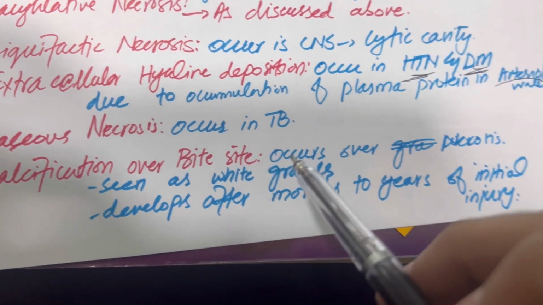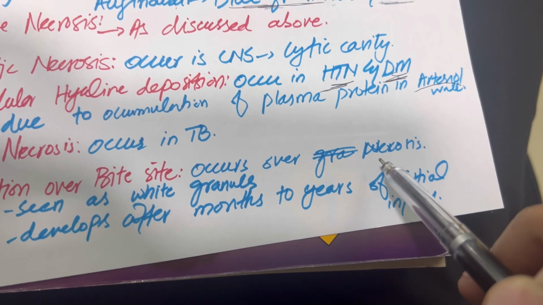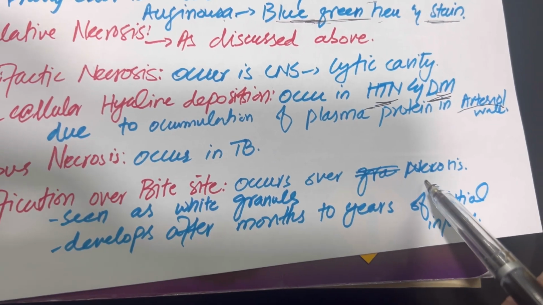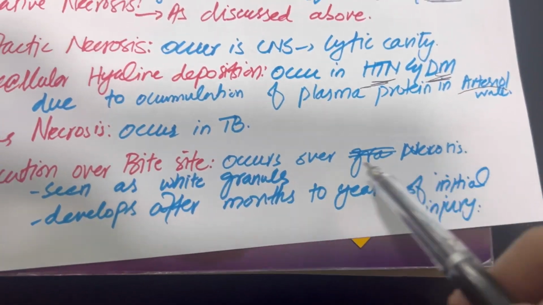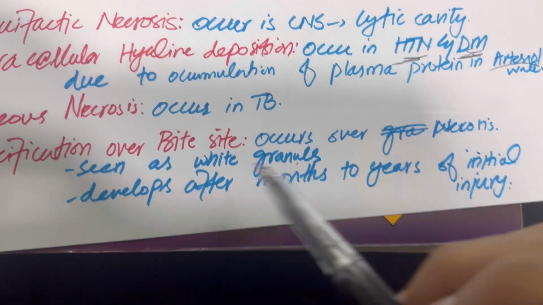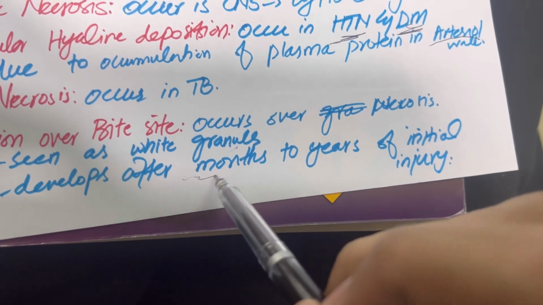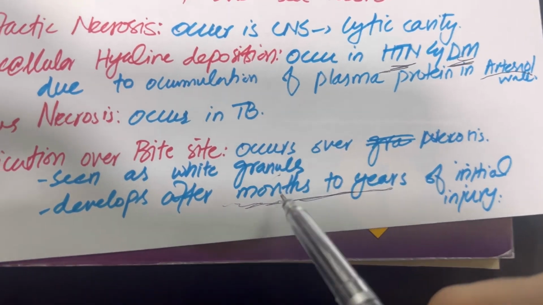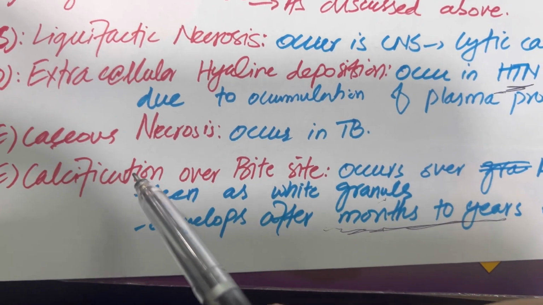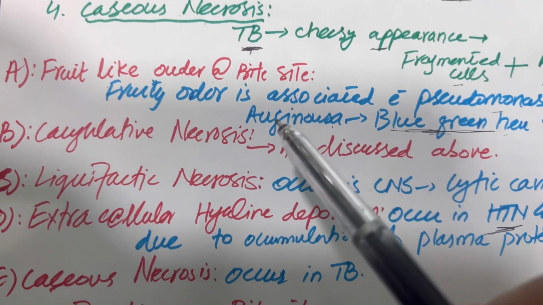Calcification over the bite site. It occurs over necrosis, seen as white granules, but it develops after months to years of the initial injury. This time period is very important to consider when you discuss calcification. So I hope you find the correct answer, which is coagulative necrosis.